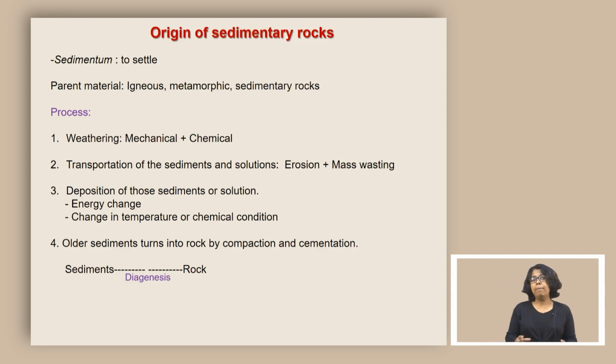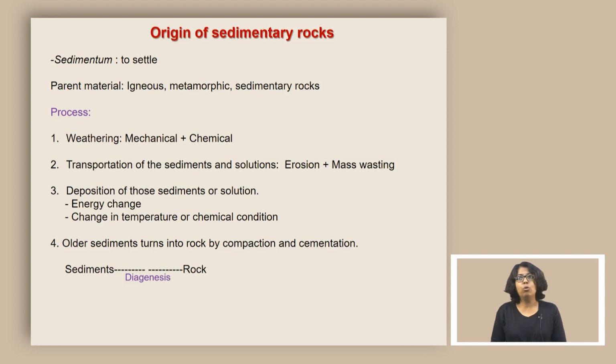So, a combined process of compaction and cementation will eventually lithify these sediments, where these sediments will convert to sedimentary rock, and the process through which it converts to rocks is called diagenesis.